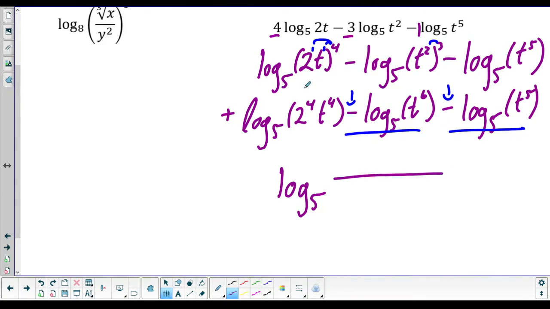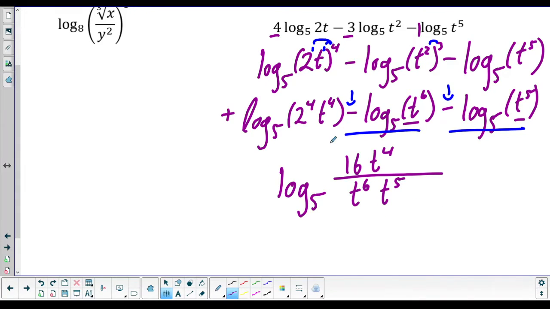I'm going to go ahead and do 2 to the fourth power now. So 2 times 2 is 4, times 2 again is 8, times 2 one more time is 16. Then we bring down our t to the fourth. Now these logs are both negative, so their arguments go on the bottom. t to the sixth, t to the fifth.